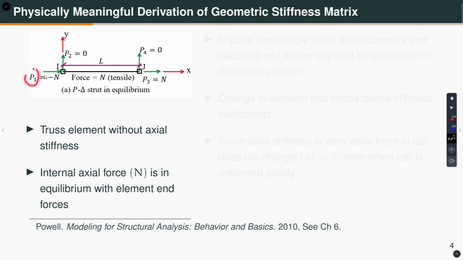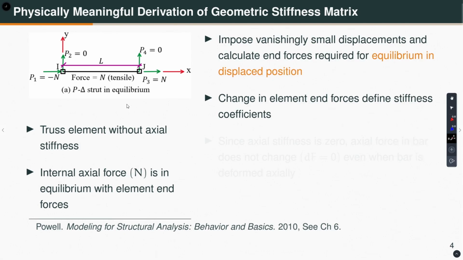P1 is shown in the positive direction and I have a tensile axial force like this. So, that means this P1 must be minus N, whereas P3 is N and P2, P4 are both 0. So, this internal force is in equilibrium with the element end forces. Let us assume that this truss element has no axial stiffness. And as I said, N is in equilibrium with the element end forces, right.